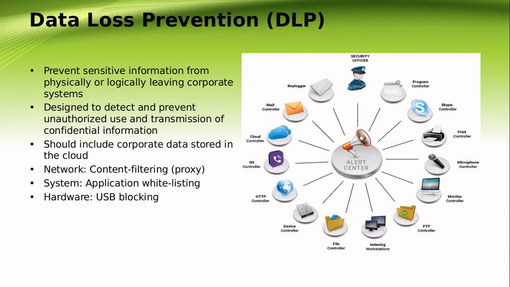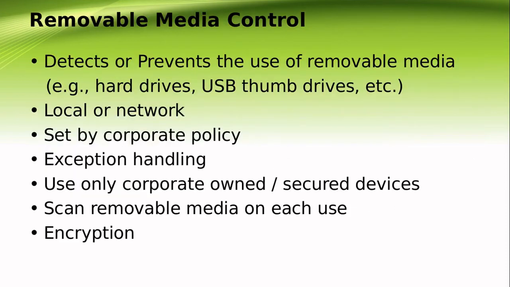In the list, you can see the prevention of sensitive information from physically or logically leaving corporate systems, designed to detect and prevent unauthorized use and transmission of confidential information, which should include corporate data stored in the cloud. So network content filtering, proxy, system application whitelisting, hardware USB blocking, and removable media control. Most companies are already following this, so they're blocking the ports, something like that.